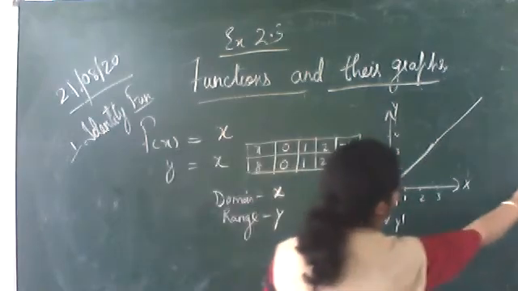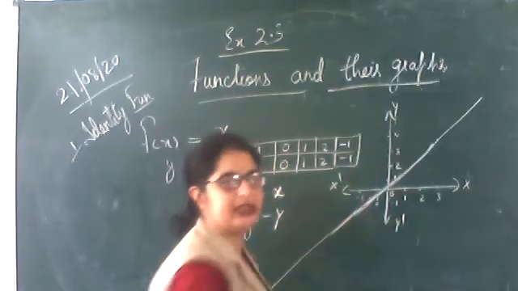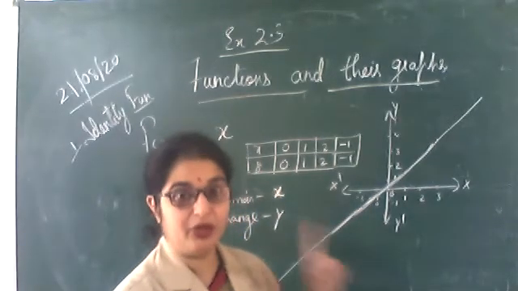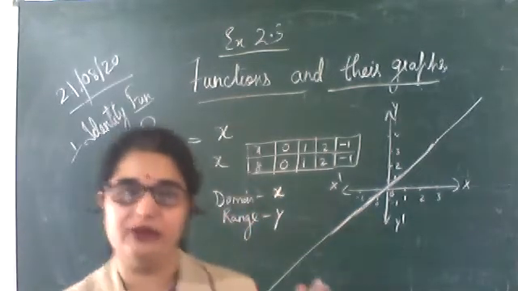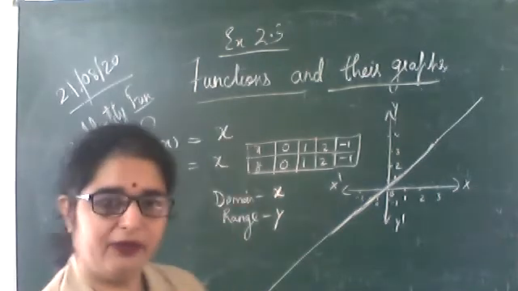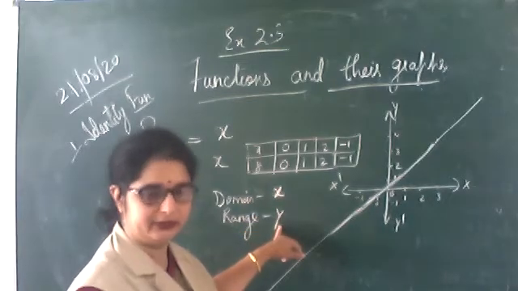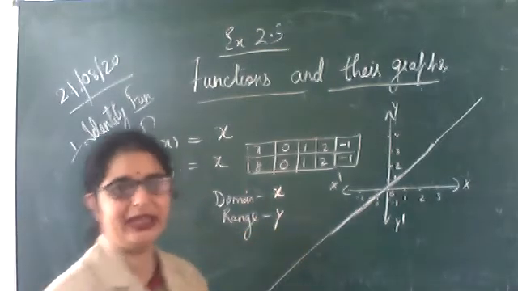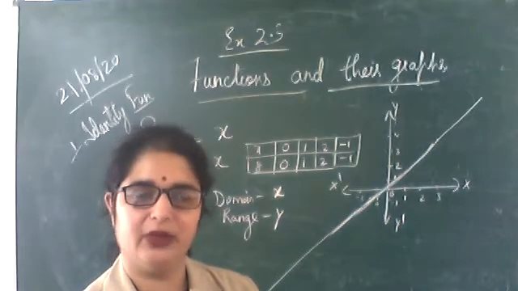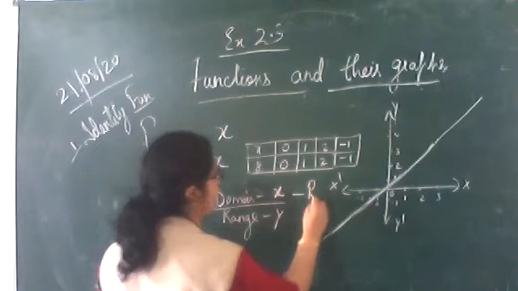If I increase and increase and increase the values of x, what am I going to get? I am going to get some value of y every time. So for every value of x, we have a value of y. Is there any value of x for which we are not getting any value of y? No. So the domain of this function will be all real numbers.